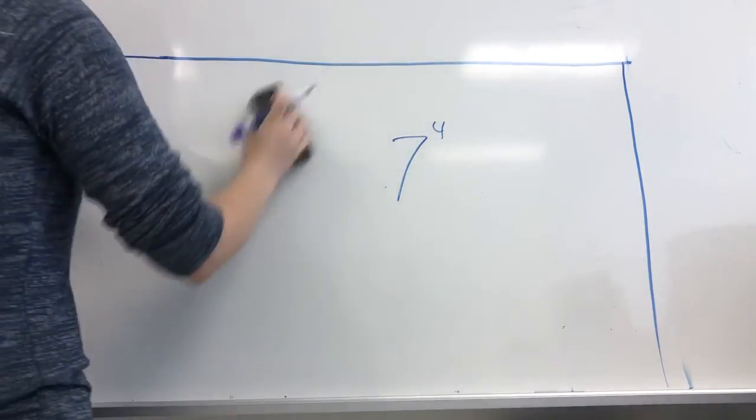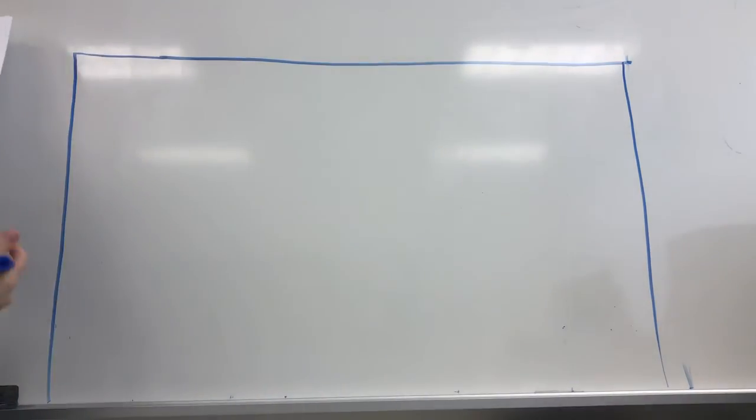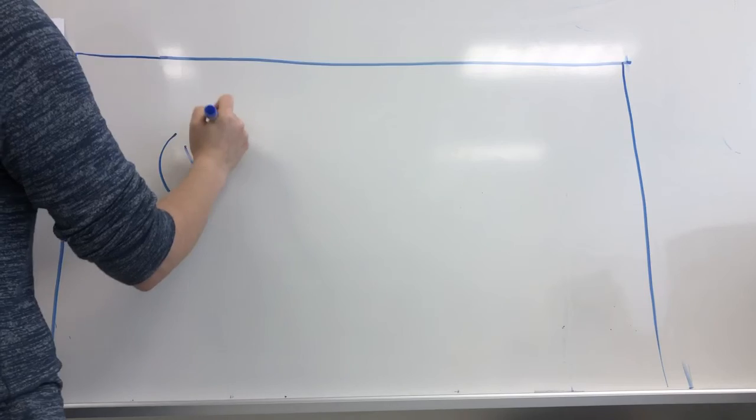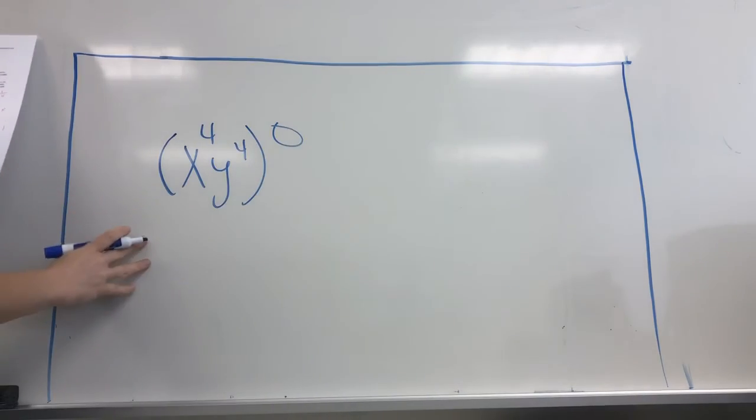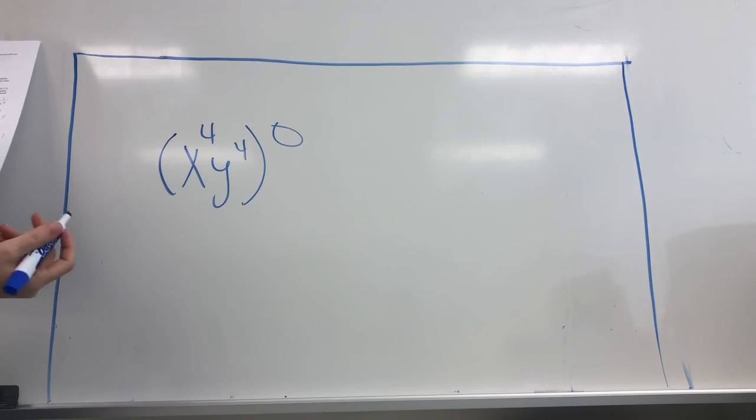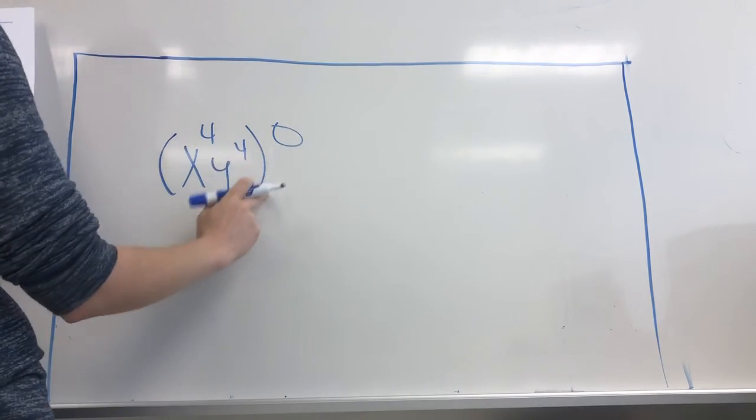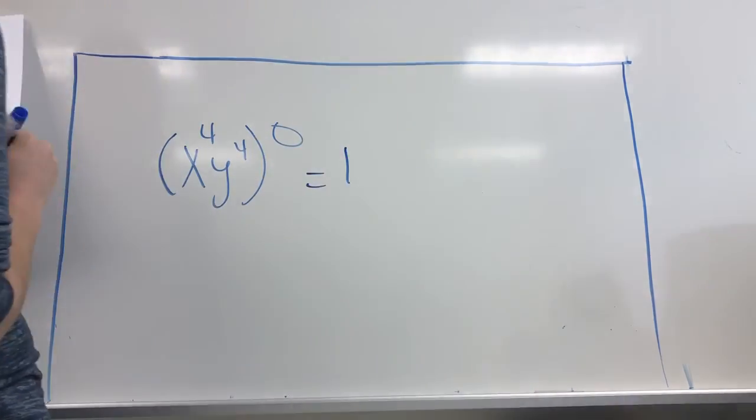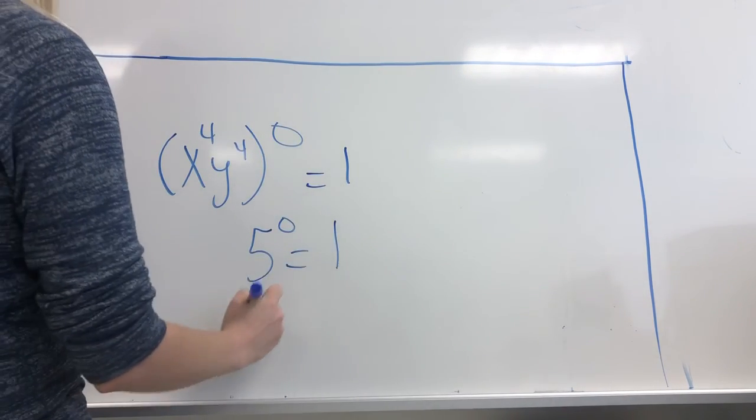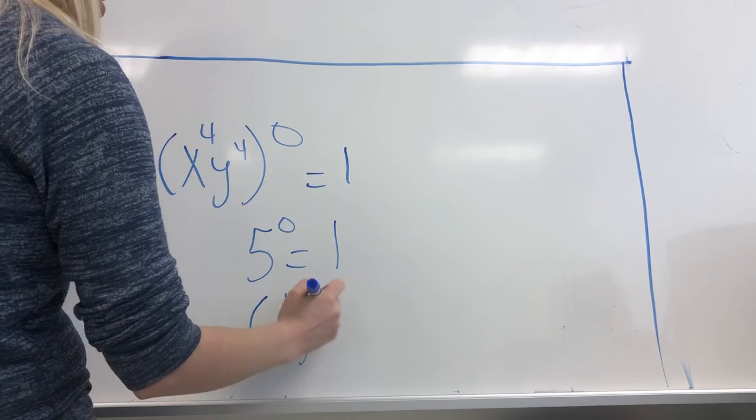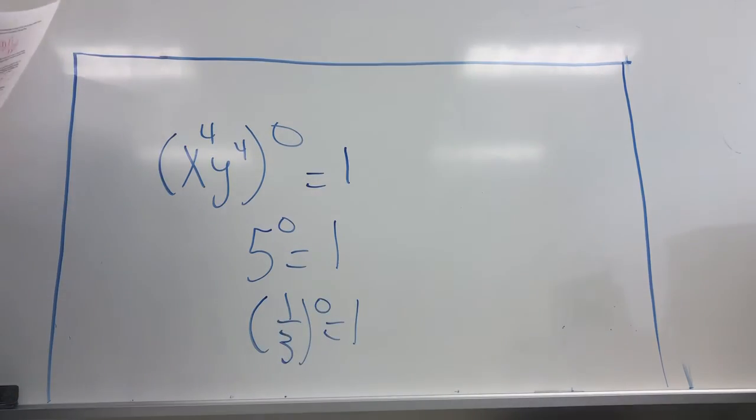So the final thing I want to talk to you about is the zero law of exponents. So what this tells you is that anything raised to the 0 power equals 1. So because this entire term is raised to the 0, it would be 1. Similarly, 5 to the 0 is 1. 1/3 to the 0 is 1. All of these things are 1.